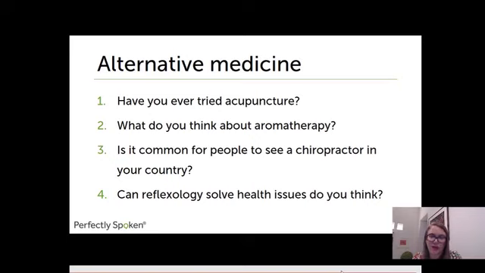Have you ever tried acupuncture? What do you think about aromatherapy? Is it common for people to see a chiropractor in your country? And do you think reflexology can solve health issues?